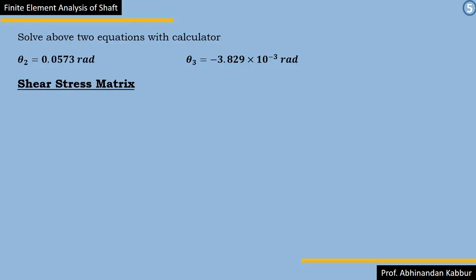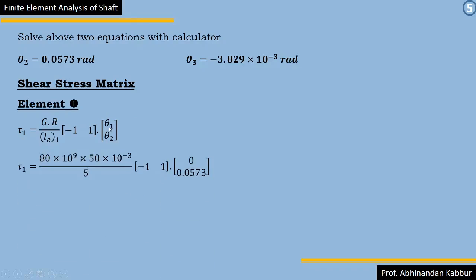Then the second one is I need to find out the shear stress in the element. So when I come to the shear stress, this is the shear stress matrix for the first element, that is G into R divided by length of the element for the first portion, times [-1 1], and theta 1 and theta 2, because the two displacements associated with the first element are theta 1 and theta 2. That is what I need to consider.